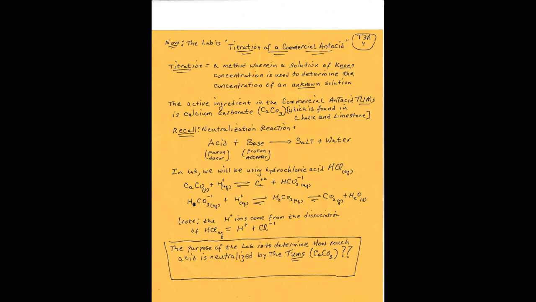What does titration mean? A titration is where you have the known concentration of a substance, and you use it to find the concentration of an unknown solution. So we're going to do titration of a commercial antacid, and we're going to do neutralization. The commercial antacid is going to be Tums.